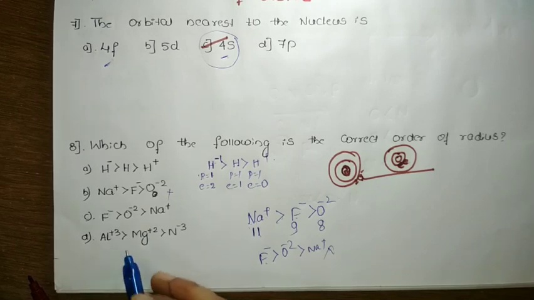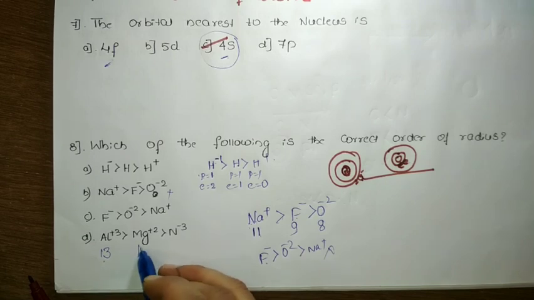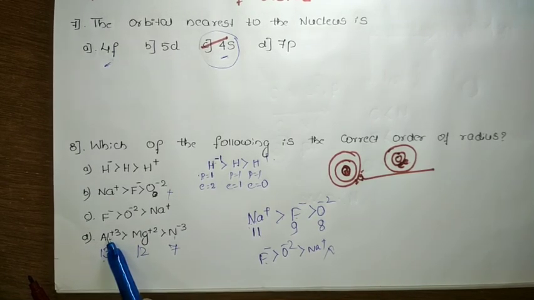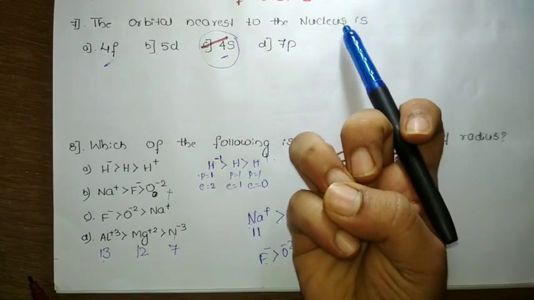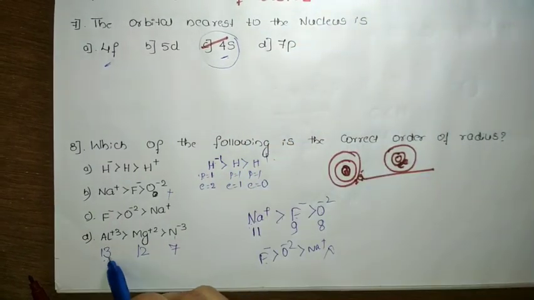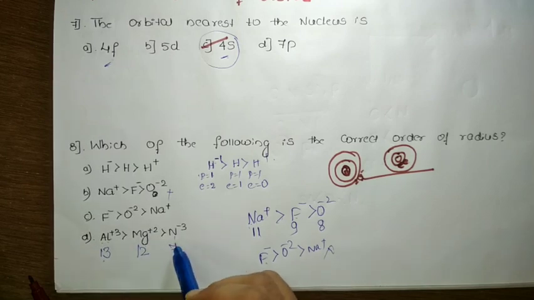Come to the last value: aluminium with 13 protons, magnesium with 12, nitrogen with 7. Aluminium would have the smaller size because of more protons, but they have given the opposite: aluminium has the most size, followed by magnesium, followed by nitrogen. So this option will also not come.